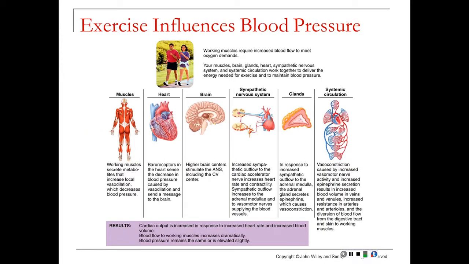Exercise has a huge role in blood pressure as well. Working the muscles is going to secrete metabolites to increase vasodilation. Ultimately, vasodilation is going to decrease resistance to decrease blood pressure. There are also special baroreceptors within the heart that are going to decrease blood pressure through vasodilation and send special messages to the medulla. Higher centers of the brain are going to stimulate the autonomic nervous system, including the cardiovascular center within the medulla. There's also the sympathetic nervous system, which has increased sympathetic outflow to the cardiac accelerator nerve, increasing the heart rate as well as contractility.